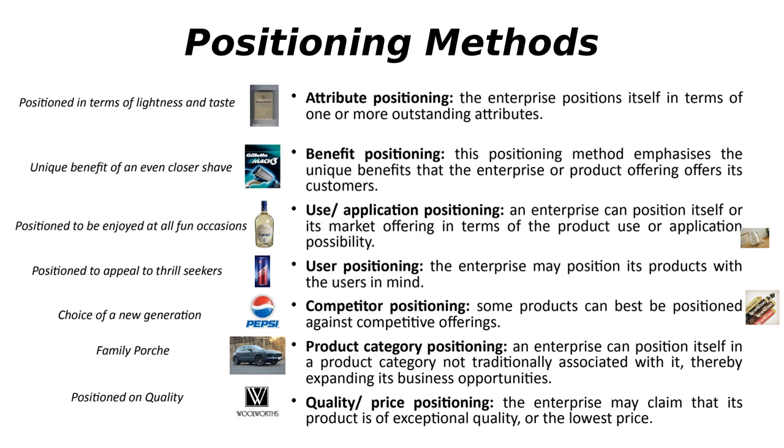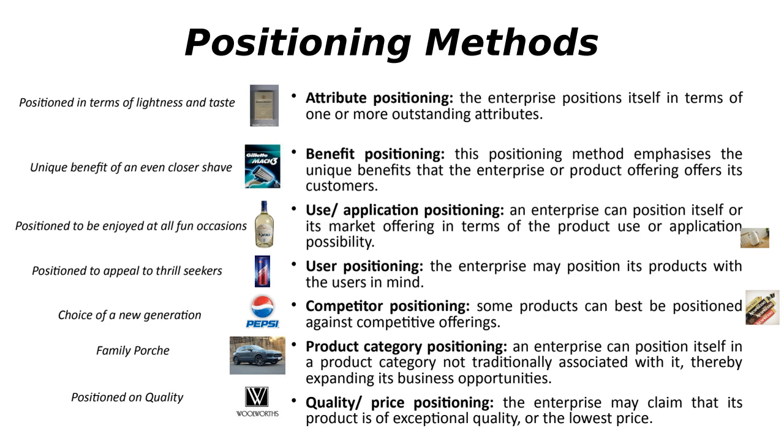User positioning is what customers would do with a particular product. Some products are positioned in terms of thrill seekers. So the example there is Red Bull gives you wings. Another position would be competitor positioning. This is being positioned better than your competitors. The classic example, Coca-Cola and Pepsi.